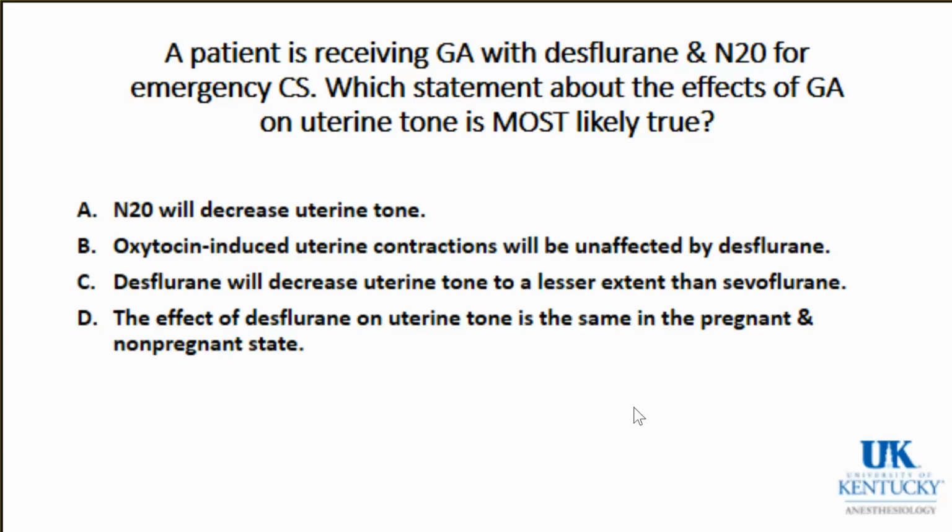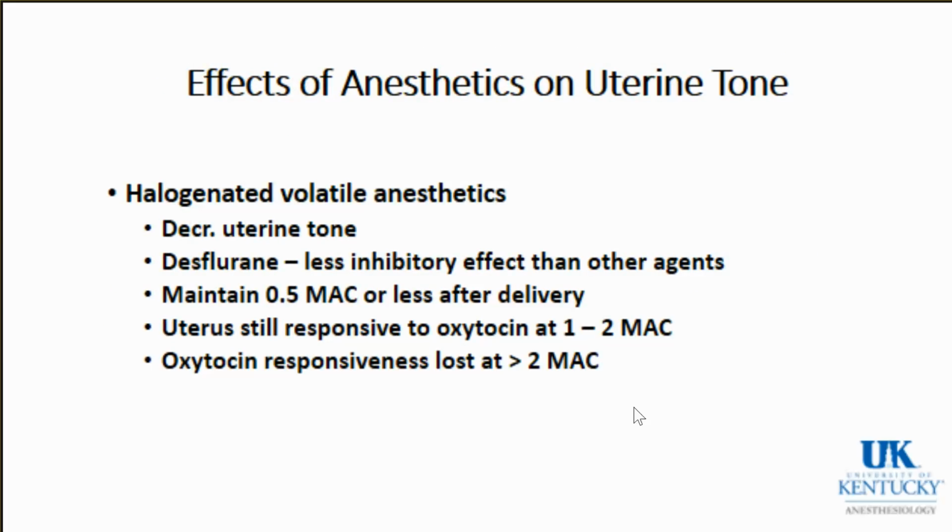Nitrous oxide does not affect uterine tone. And definitely the effect on uterine tone is affected by the pregnant state because there are more oxytocin receptors during pregnancy. So the halogenated agents do decrease uterine tone. Desflurane has less of an inhibitory effect than the other agents. So after delivery, we generally will maintain our MAC at 0.5 or less. And as I mentioned, in terms of the effect on the uterus contracting with oxytocin, it's dose dependent.